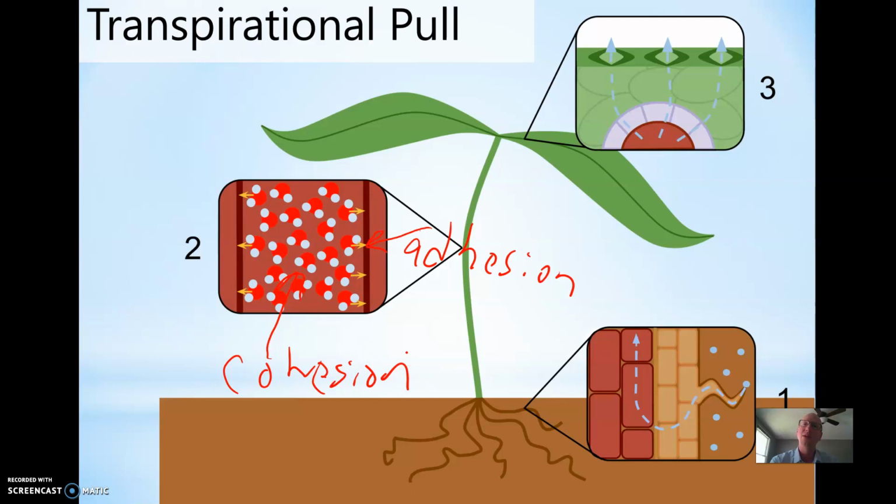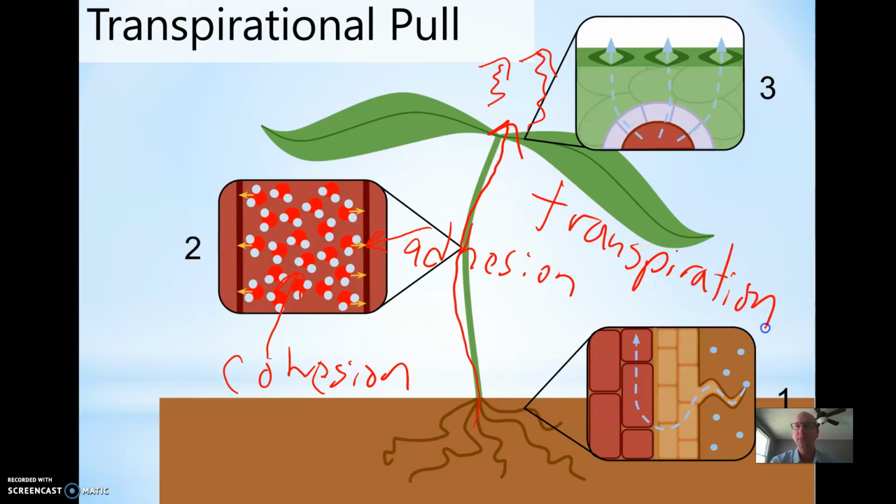And on top of that, water is also evaporating out of the top of the plant. And that evaporation is causing all of this water, as well as the adhesion and cohesion, to pull up the plant. And that's actually known as transpiration. And this is how plants get water all the way up from the roots to the tippy top. Adhesion, cohesion, and evaporation make transpiration.